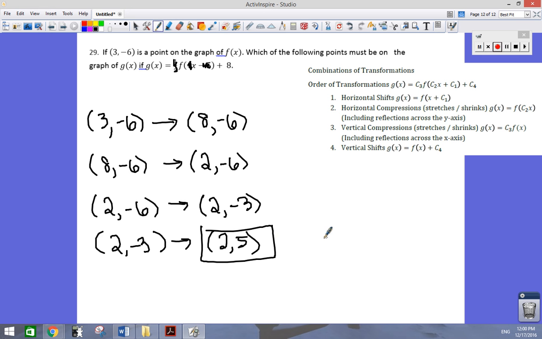That point we know to be on the graph of g, that if you evaluate g at 2, I guarantee that you would get 5.